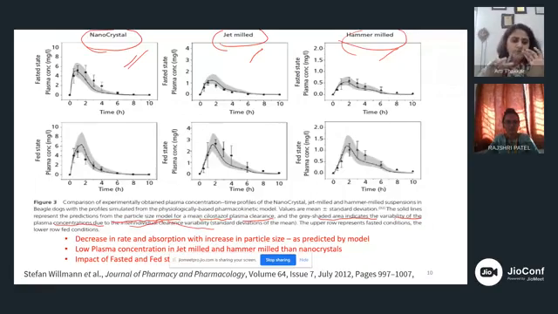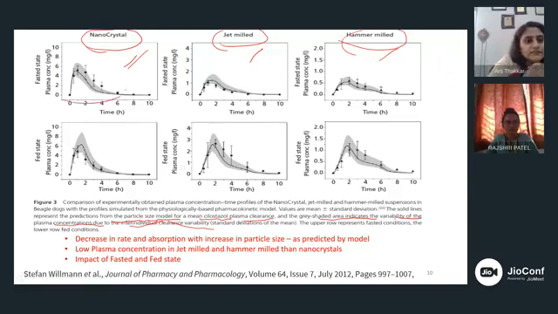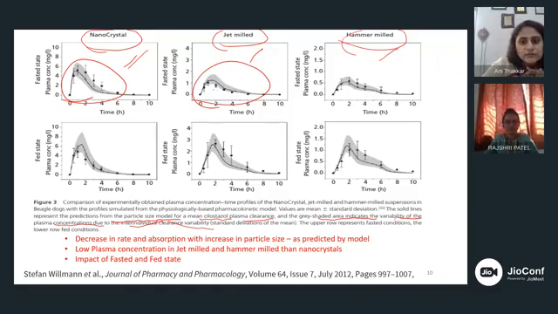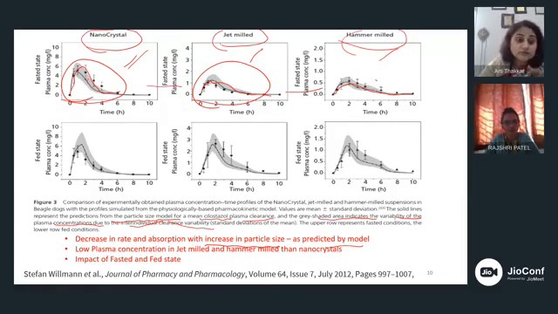Now, if you are reading this kind of thing for the first time, I will simply tell you what it is about. Over here, this is particularly the nanocrystal, and this is the jet milled product. You can see that there is a decrease in the rate of absorption with increase in particle size. So this has been predicted by the model. This is the model prediction, and of course this is the fasted state they are talking about.